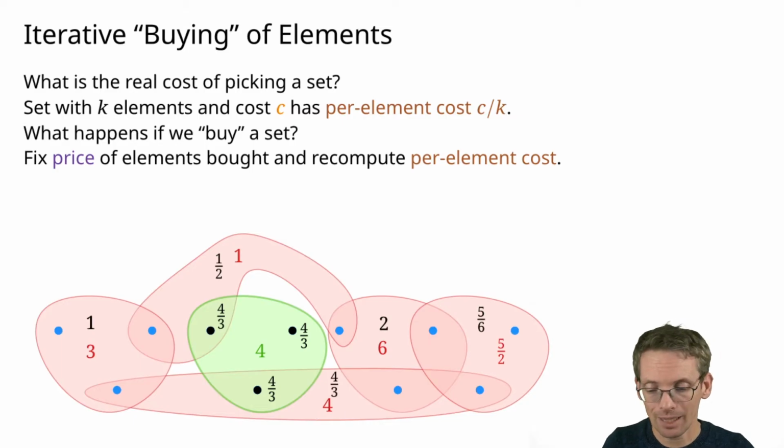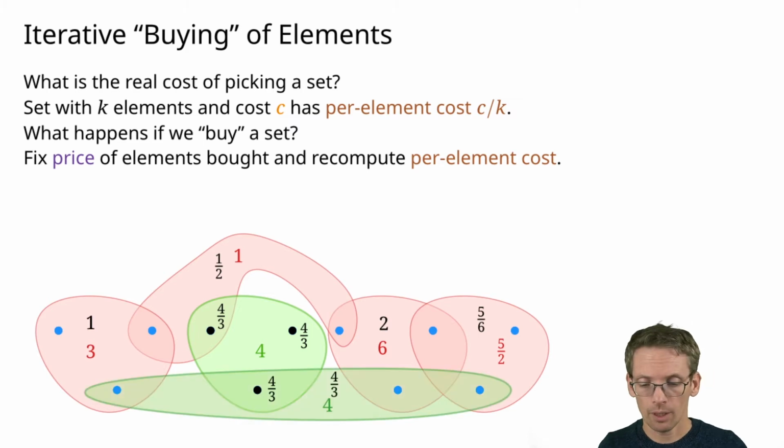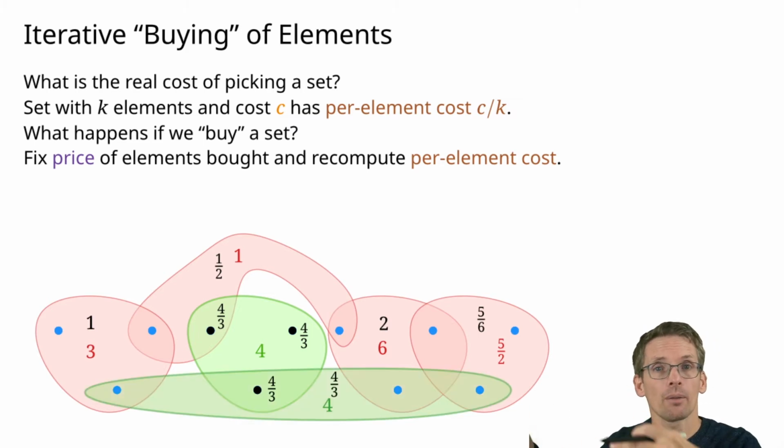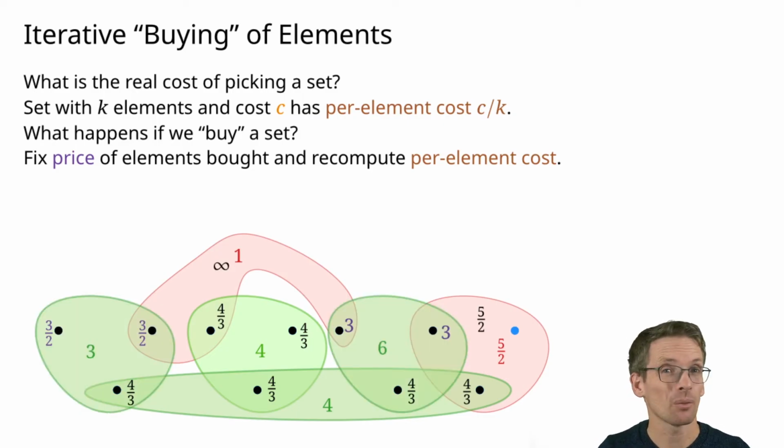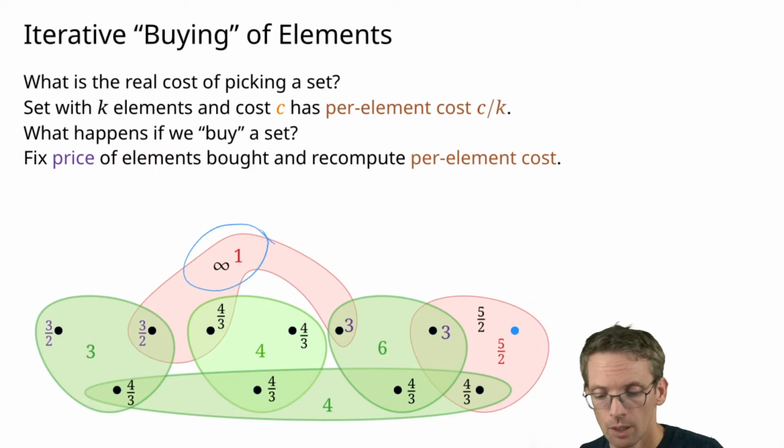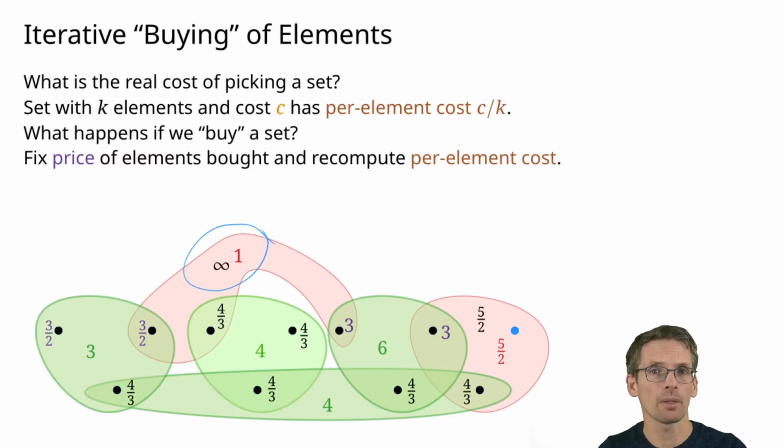And if I now would select it, I would buy these remaining elements for a cost of 4/3 and update the cost, the per element cost for the other sets accordingly. And we could continue. Eventually, we can also be in a setting here, for instance, where all elements in that set are already covered. So then I would never select that set anymore. So I set per element cost to infinity.